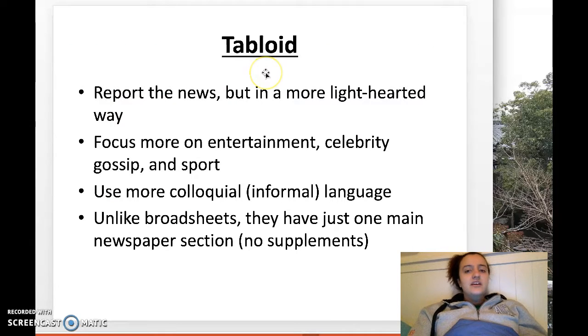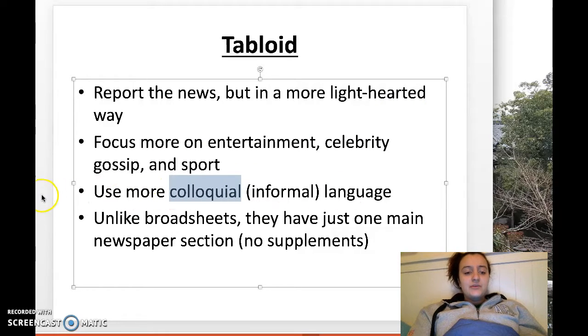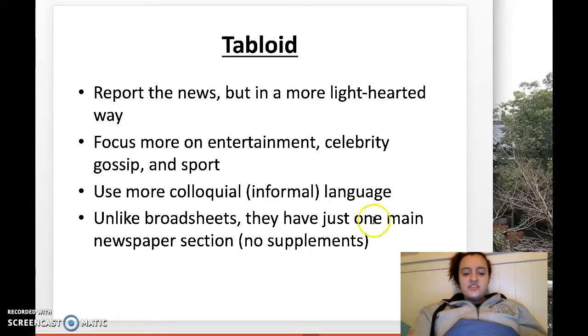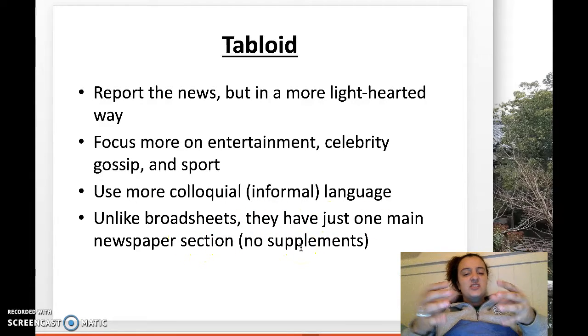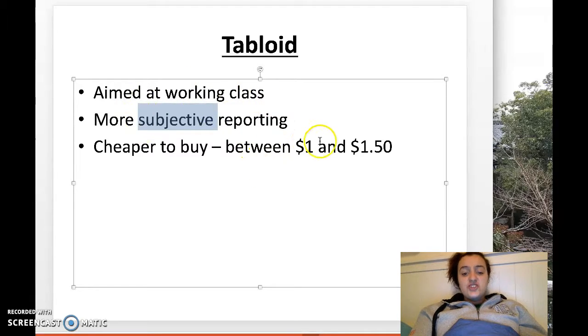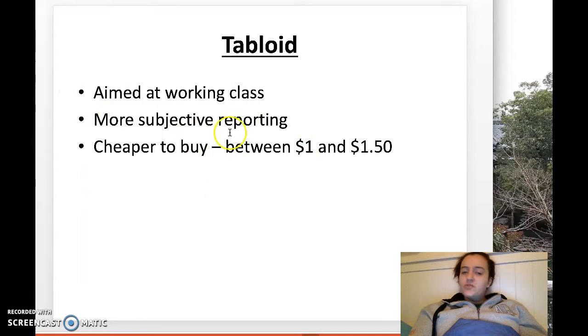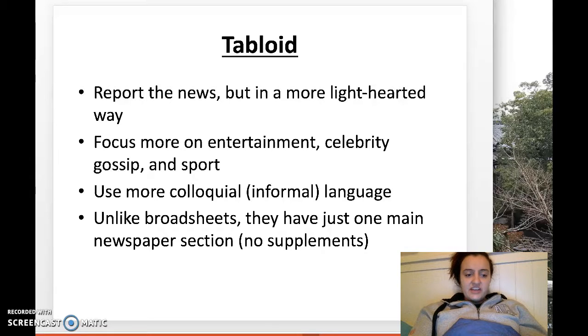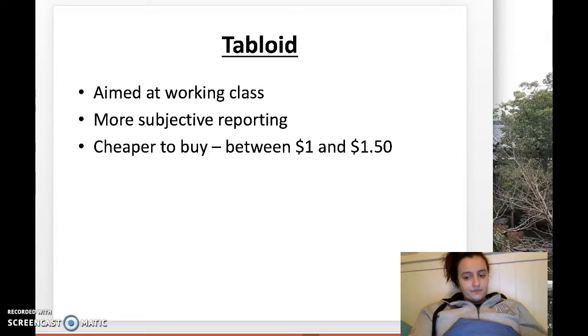Alright, a tabloid. A tabloid reports the news, but it's more light-hearted. The major focus is on entertainment, celebrity gossip, and sport. It uses a more colloquial, informal language. And unlike broadsheets, there is just one main newspaper section, so there are no supplements, no opening it and taking out different sections. It is aimed at the working class and it's more subjective. It is usually cheaper to buy, and that's what makes these a tabloid. So again, if you need to pause it and write each of these things, go for it.